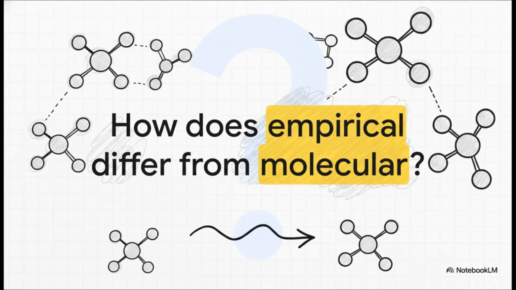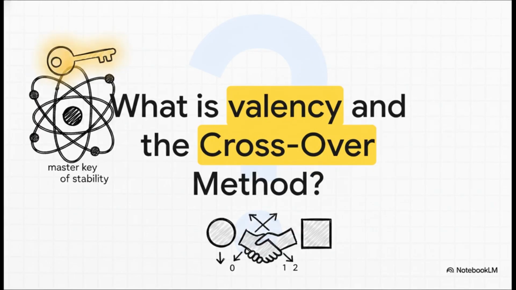Question 4. Empirical versus molecular formula. The empirical view is your simplest, stripped-down whole number ratio of elements. The molecular view, on the other hand, shows the actual physical number of atoms present in one complete molecule. Questions 5 and 6. What is valency, and what's the crossover method? Valency is the combining power. It's the master key for stability. And the crossover is our mathematical handshake. Align the symbols, assign the valencies, and cross those values down into stable subscripts.